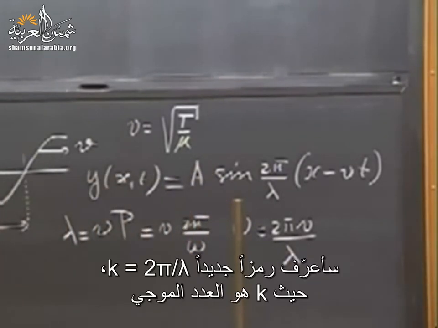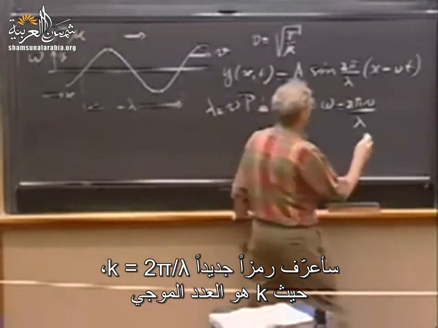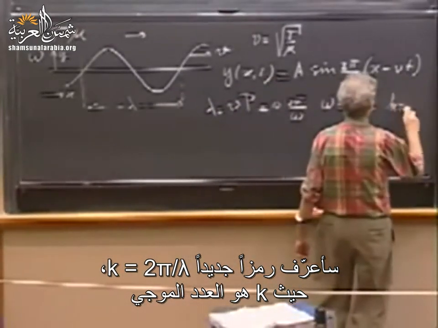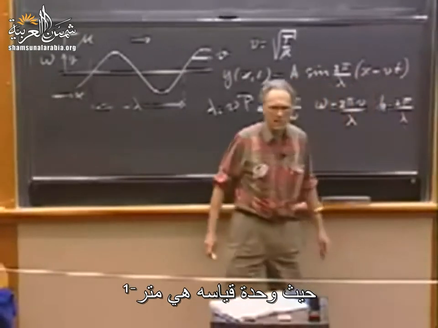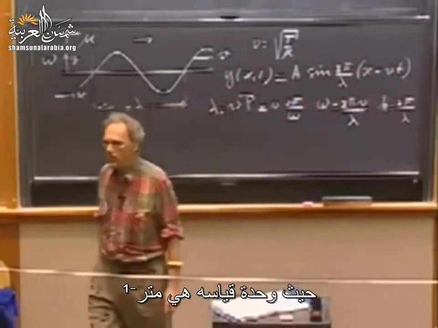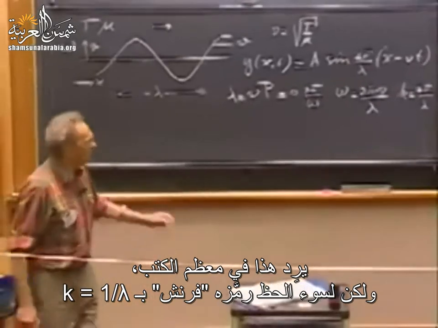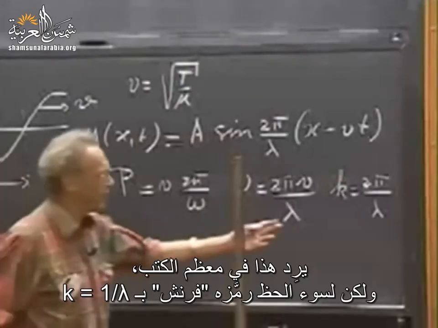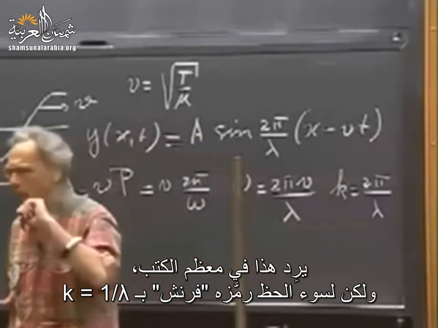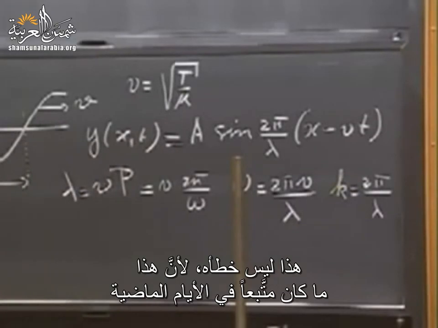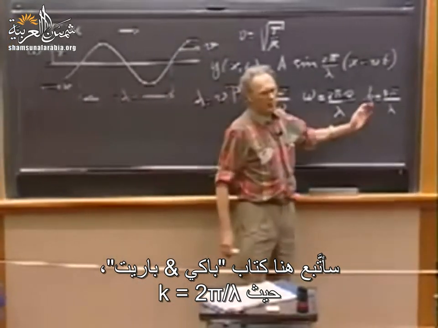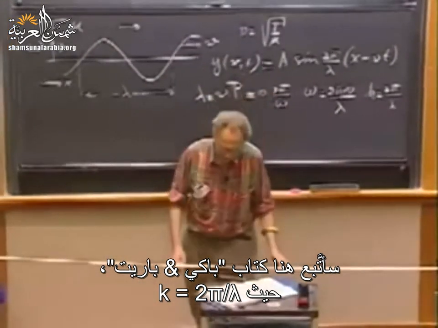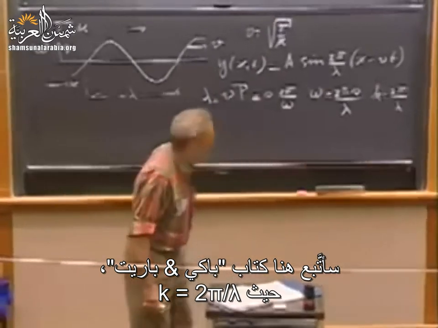I will introduce, for 2 pi divided by lambda, a new symbol, which I call k, which is called the wave number. It has dimensions meters to the minus 1. This is done in most books. It is unfortunate that French calls k 1 over lambda. It's not his fault, because in the old days it was always done that way. I will follow the convention of Becker, Fehr, and Barrett, and I will call k always 2 pi over lambda.